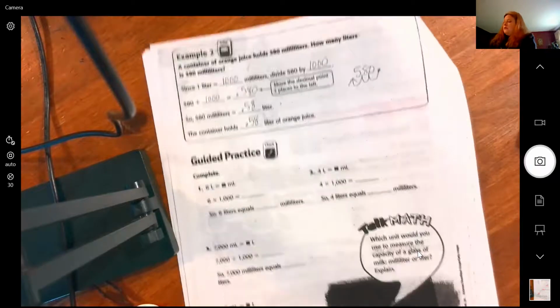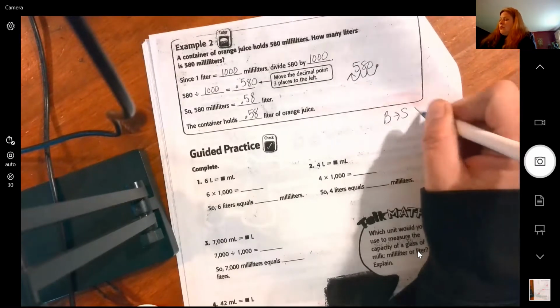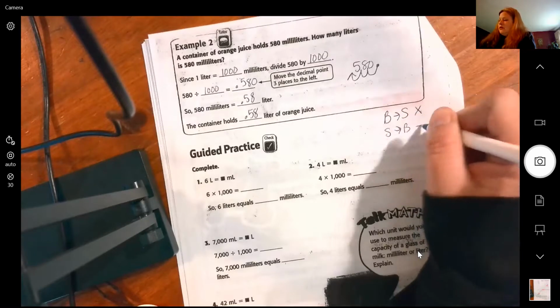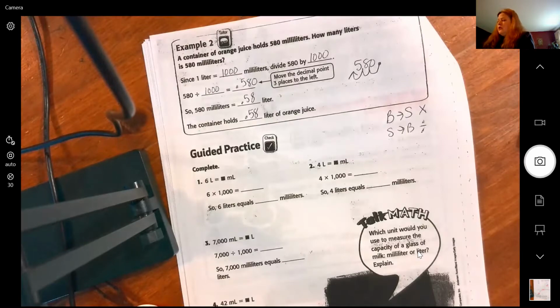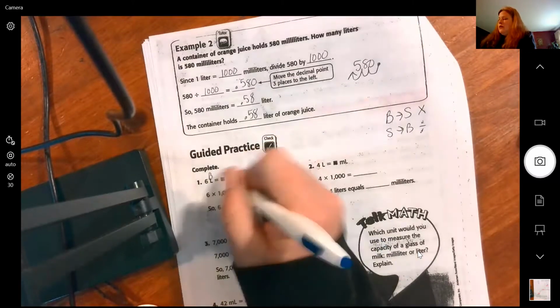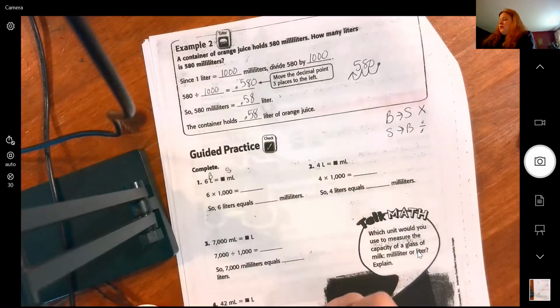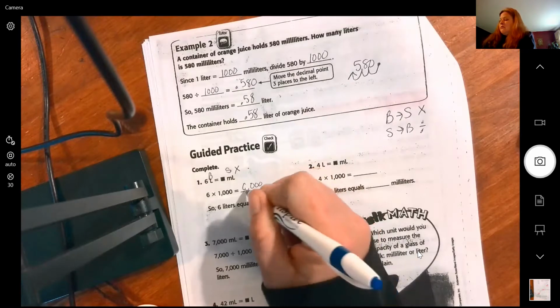All right, everyone needs to write your anchor chart. This should be so fast. Big to small, multiply. Small to big, divide. We've written this probably 50 times. That's how we make that strong learning bridge. All right, liter to milliliter. We know milli is small, so big to small, which means we're going to multiply. 6 times 1,000 is 6,000.